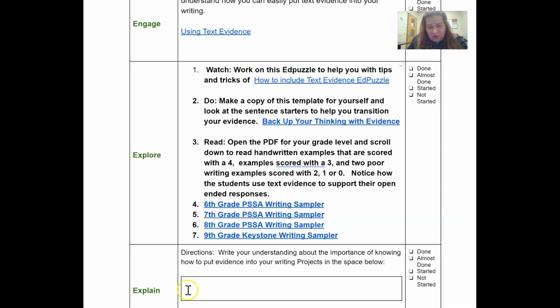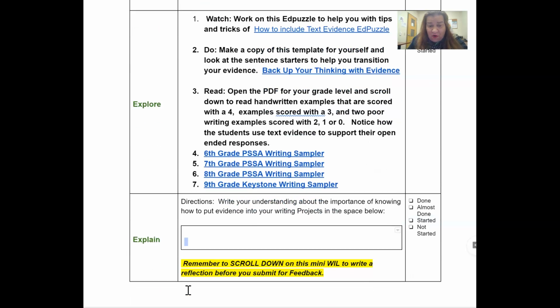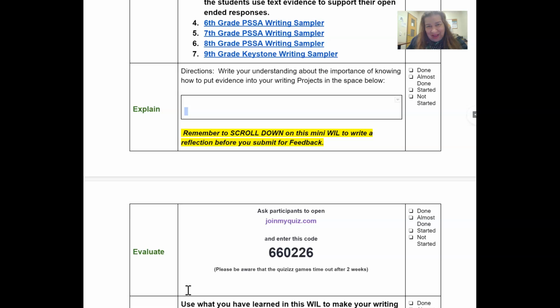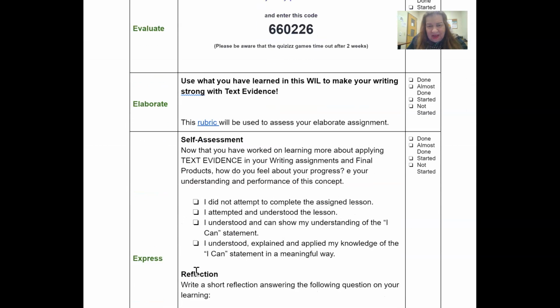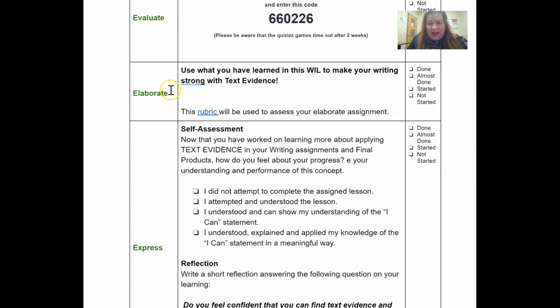After you've done that, I want you to explain your understanding about writing evidence. What do you know now that you didn't know before? And of course, there's always a quizzes game for review to help you understand about selecting evidence, textual evidence. And what I want you to work on for your elaborate is take what you're learning and apply it to your project that you're going to be turning in so that you can get the best score that you possibly can. And remember, you can always go back and fix something and get an even better score.